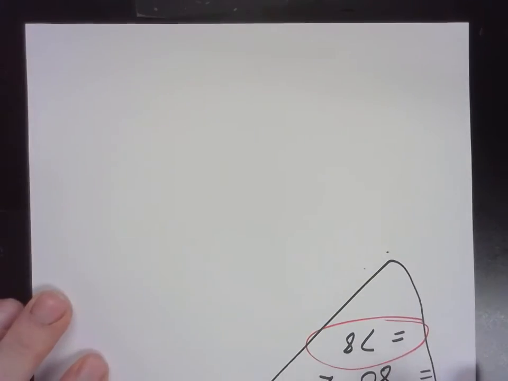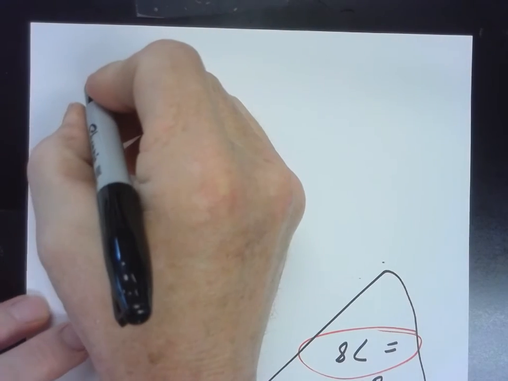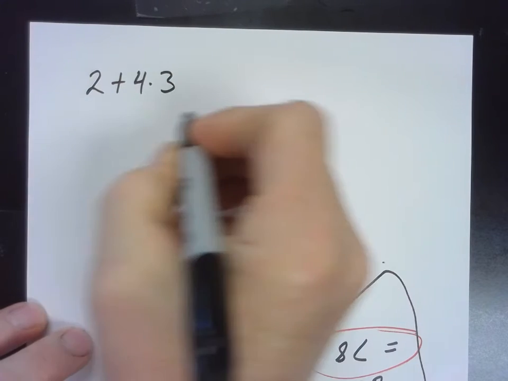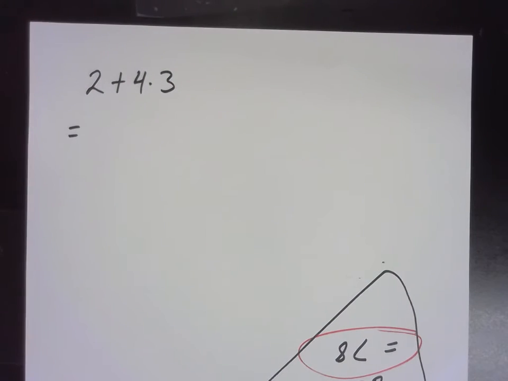Problems you're more likely to see on end of year tests and things like that are just simple things like this. Just do that in your head. Don't write down anything, just do it in your head. Did you get 14? If you didn't get 14, think about it again.